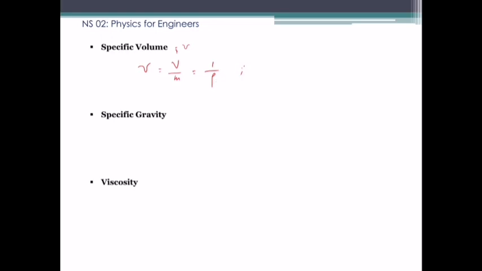So its unit is reciprocal of the units of density. The unit of density is kilogram per cubic meter, so this is cubic meter per kilogram, cubic inch per pound mass, or cubic feet per pound mass. Next is specific gravity, or SG, also called the relative density.